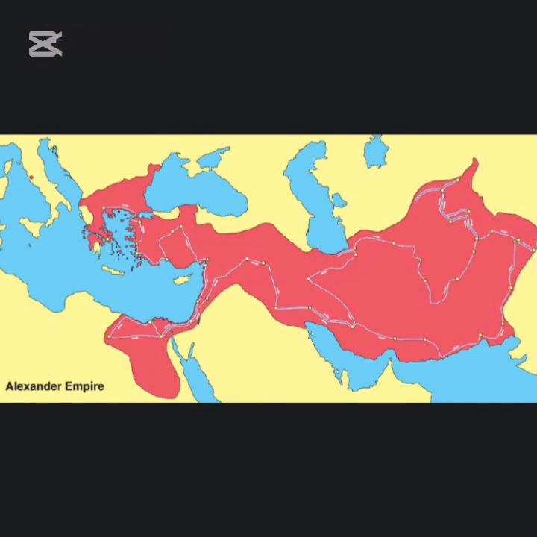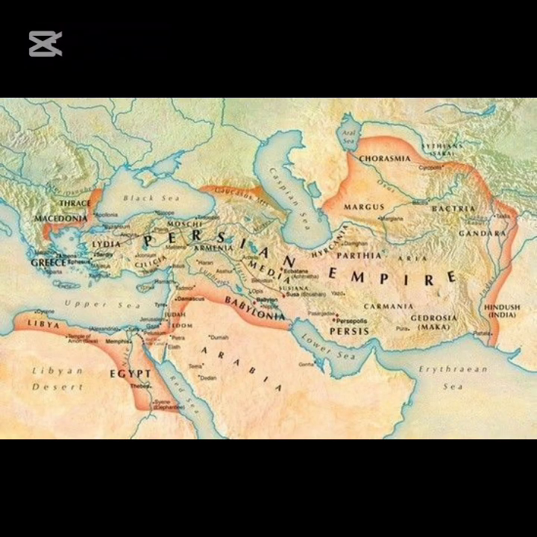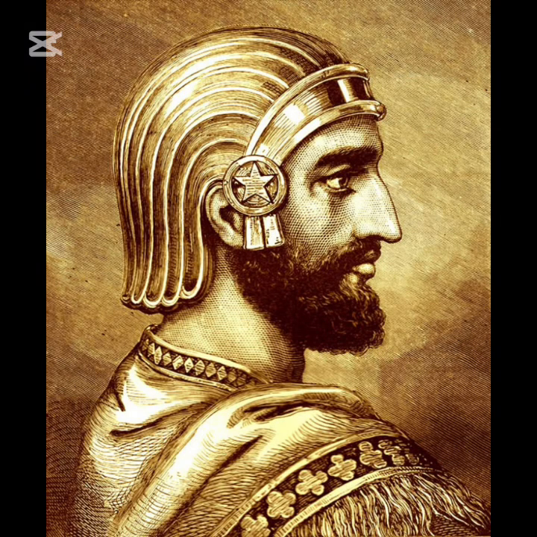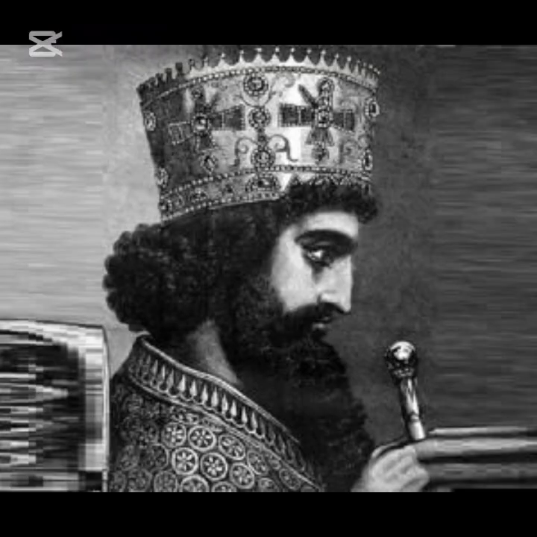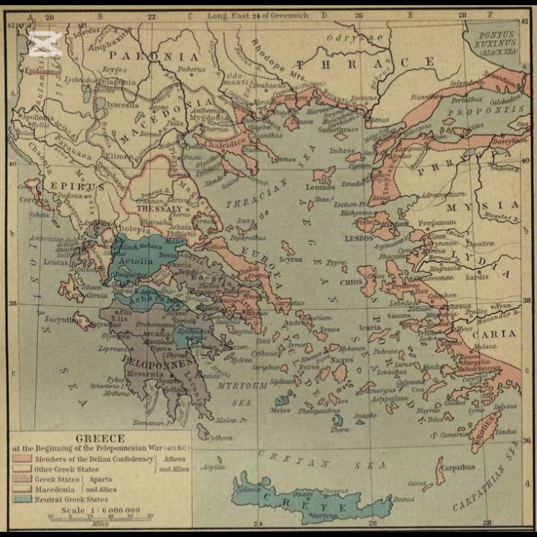Background: Rise of two worlds. By the late 6th century BCE, the Persian Empire was the largest empire the world had ever seen. Under powerful kings like Cyrus the Great, Darius I, and Xerxes I, Persia controlled vast territories stretching from Asia Minor to Egypt and Central Asia.